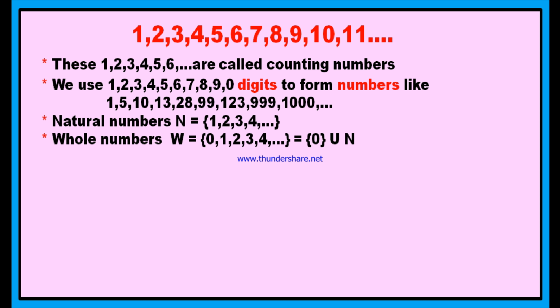And this set of whole numbers is represented by the letter W. This set of whole numbers is nothing but the set of natural numbers plus 0. If you add 0 to the set of natural numbers, you will get the set of whole numbers. Therefore, you can write the set of whole numbers as {0} union N. Union means you have to sum up natural numbers plus the number 0. You will get the set of whole numbers.